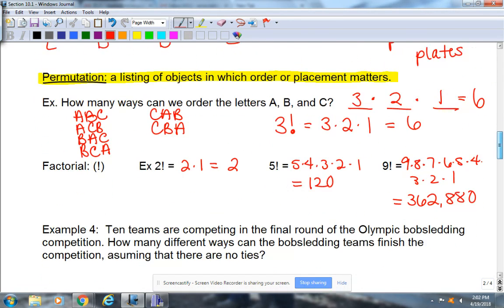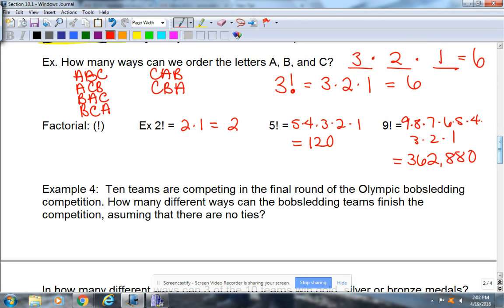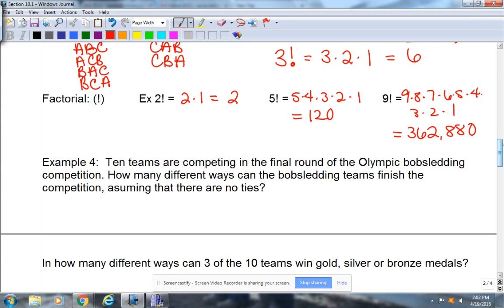Okay, so here's a word problem to go with that. 10 teams are competing in the final round of the Olympic bobsledding competition. Yes, I loved watching that on the Olympics. How many different ways can the bobsledding teams finish the competition, assuming there are no ties? So what we're doing is we're numbering them from first place all the way to 10th place, right? So I have 10 places for how they're going to place. Is a team going to get first place and 5th place? No, we're assuming there's no ties, and we can't repeat them, right?